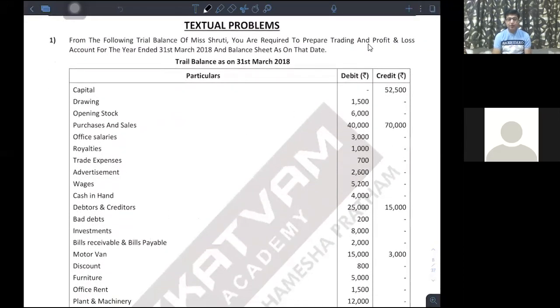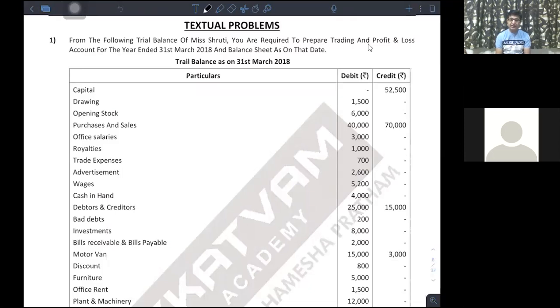Whenever you are solving questions related to final accounts, you should first read the question and then solve it. In the final account, we are supposed to prepare three major statements. One is the trading account, second is the profit and loss account, third is the balance sheet. However, you can merge the trading account and the profit and loss account. The trading account and profit and loss account are prepared for the year ended. Why? Because they include all the incomes and expenses related to a particular period.